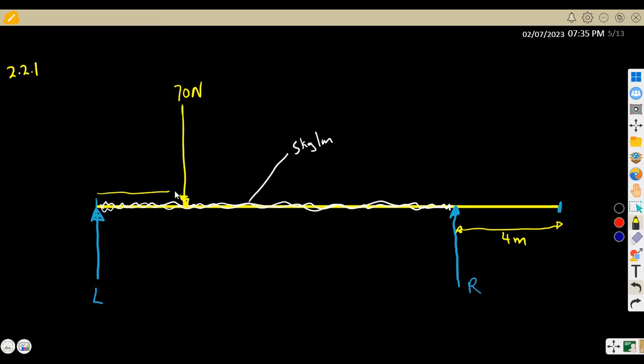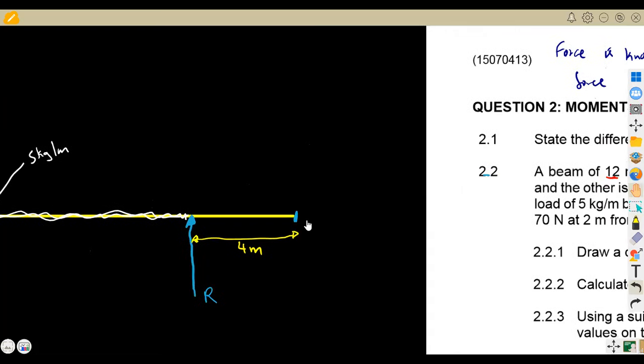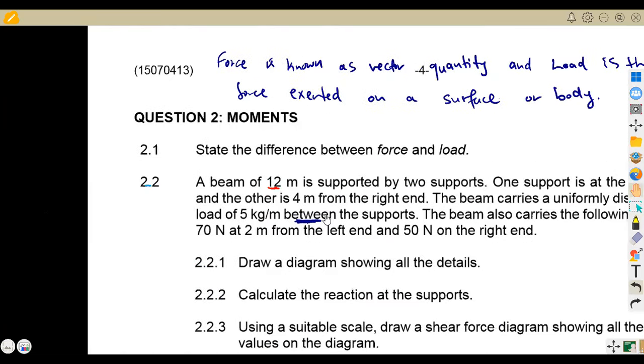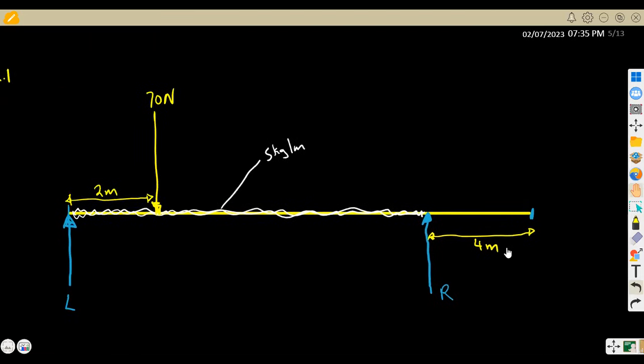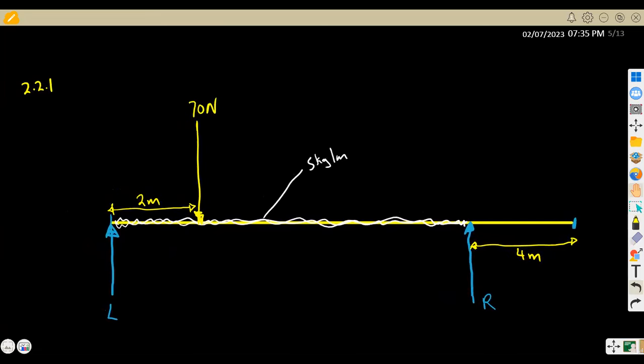So this is just a sketch, guys. You've got 2 meters in between from the left side. Then the other part that you're given is 50 Newton on the right end. On the right end, that means the last part here on the right, that is where we have this load. There's a load there of 50 Newton. So this is the diagram that we are supposed to have.